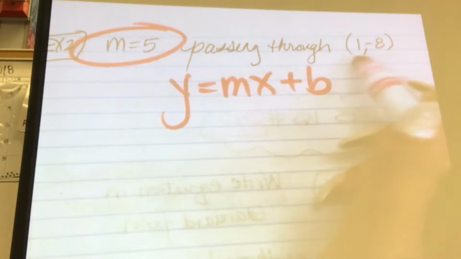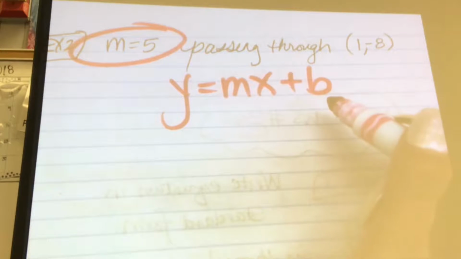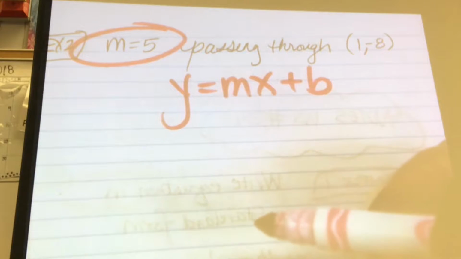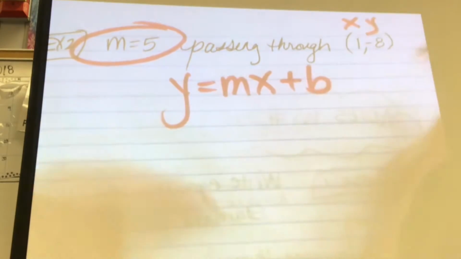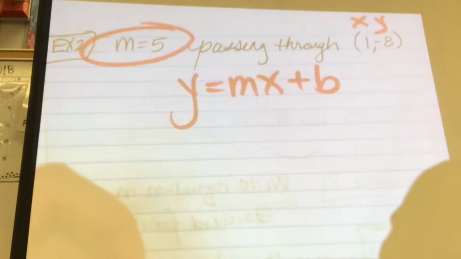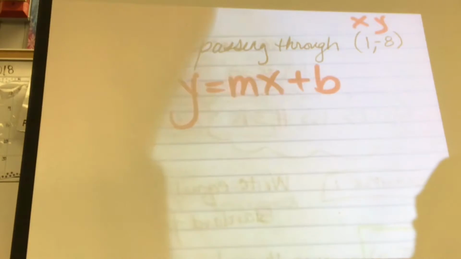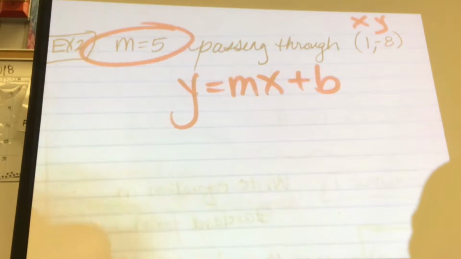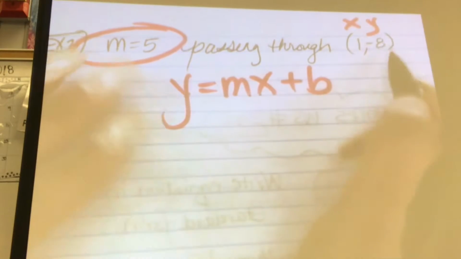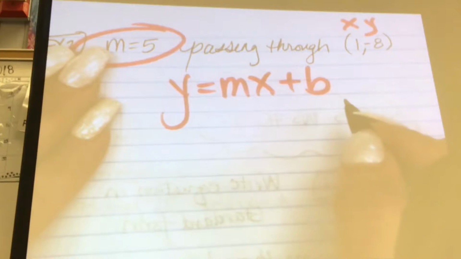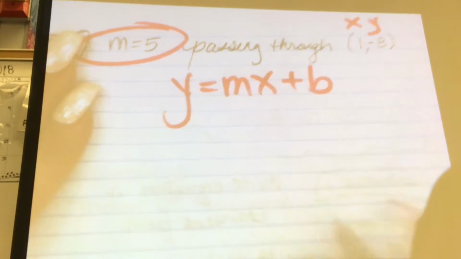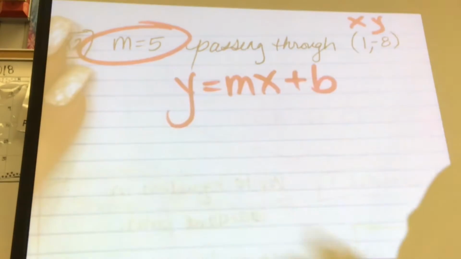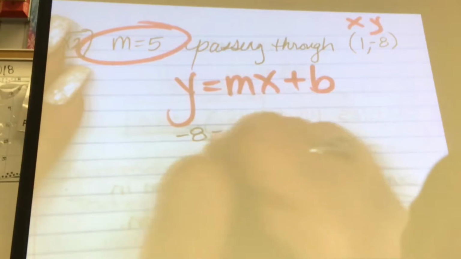What letters are 1 and negative 8? Beautiful. X and Y. Can you please tell me what to substitute for Y? Negative 8. Absolutely. Y is negative 8. So negative 8 equals.